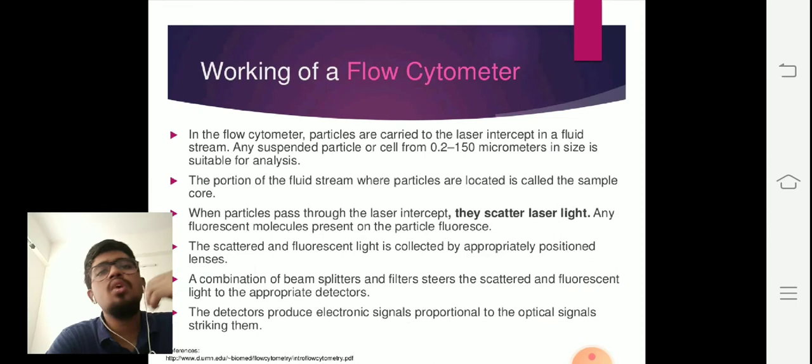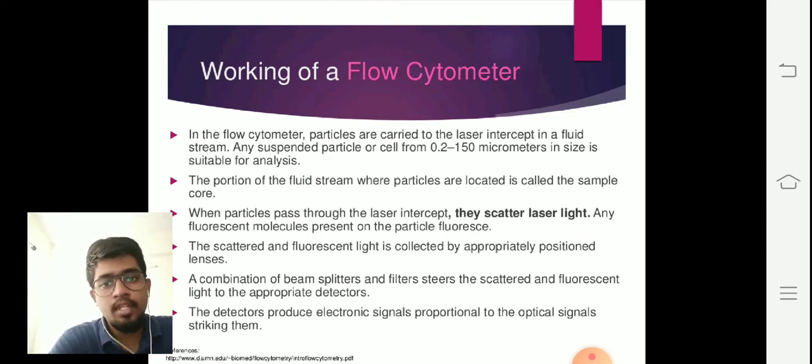Now coming to the working, how this flow cytometer actually works. In the flow cytometer, particles are carried to the laser intercept in a fluid stream. Any suspended particle or cell from 0.2 to 150 micrometers in size is suitable for analysis. The portion of the fluid stream where particles are located is called the sample core.